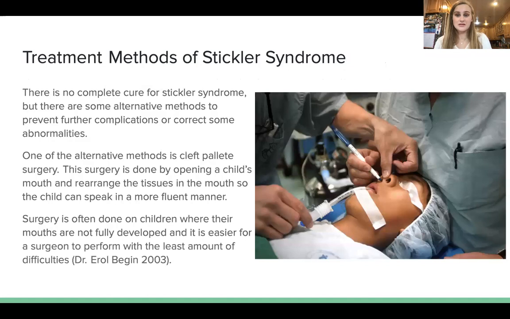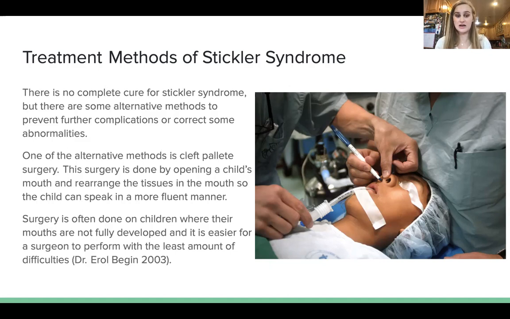So the treatment methods of Stickler syndrome. The bottom line is there is no cure, which is very hard. As all of us wish there was a cure, there is not one full cure for Stickler syndrome. But there are alternative methods to prevent further complications for some complications that may come with Stickler syndrome, like a cleft palate. So there is a thing called cleft palate surgery.